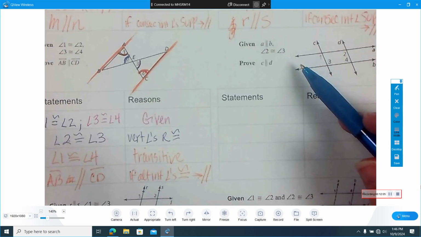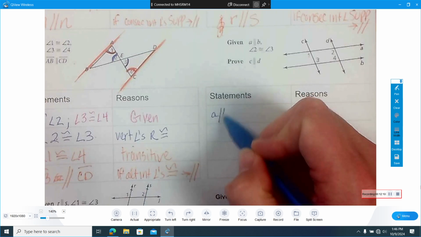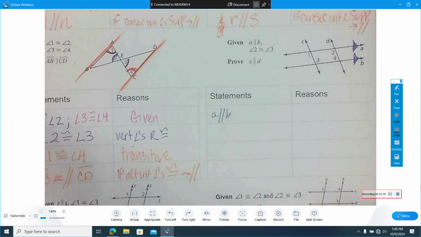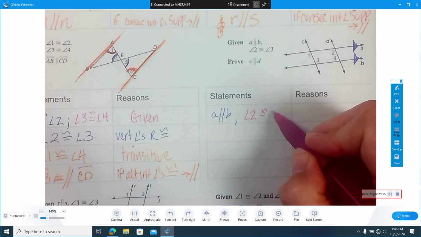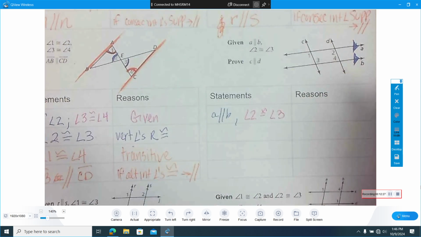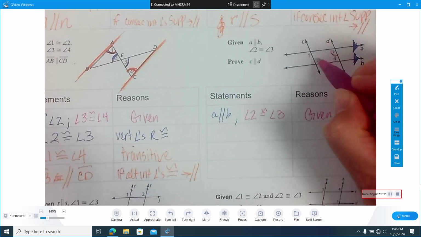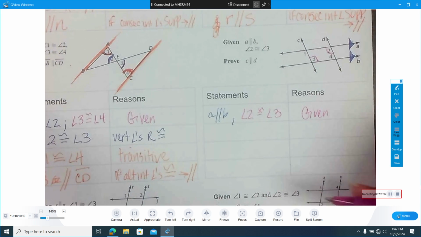Here we go, moving along. Given A parallel to B, right off the bat we have some parallel lines. Line A and line B are parallel, and also angle 2 is congruent to angle 3, given. Do angle 2 and angle 3 have anything to do with one another? No, not yet. Okay.